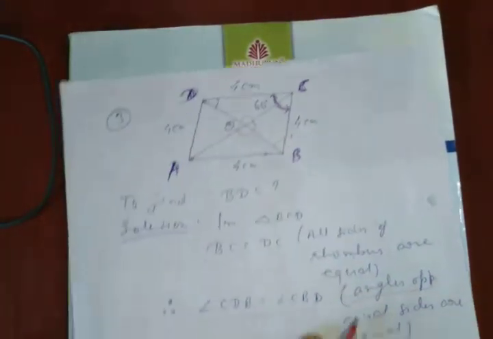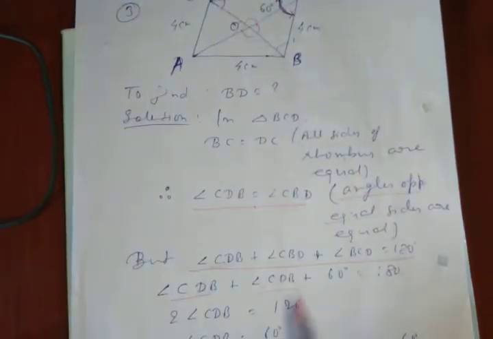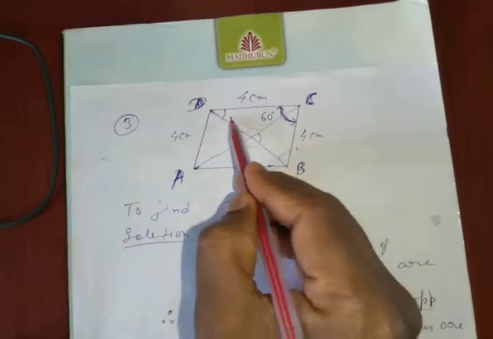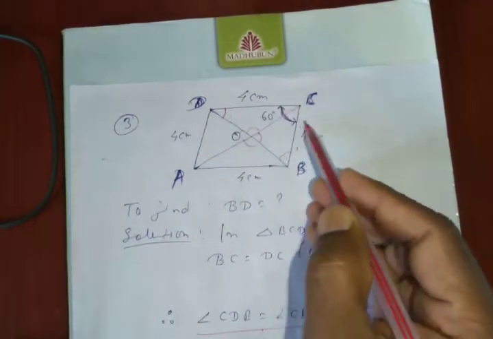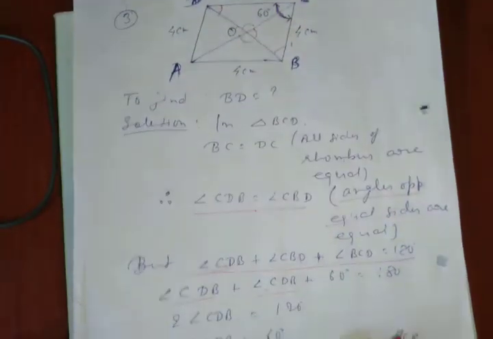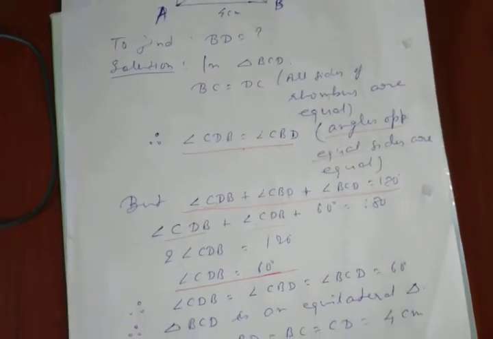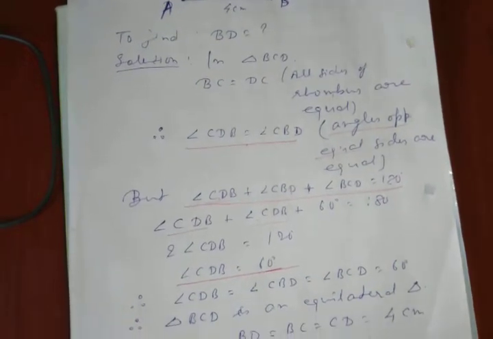So all the three angles of the triangle are equal. We have found that this angle is 60, this is 60, and this is already 60 here. Means the triangle is an equilateral triangle. When all the angles are equal, then all the sides will also be equal.